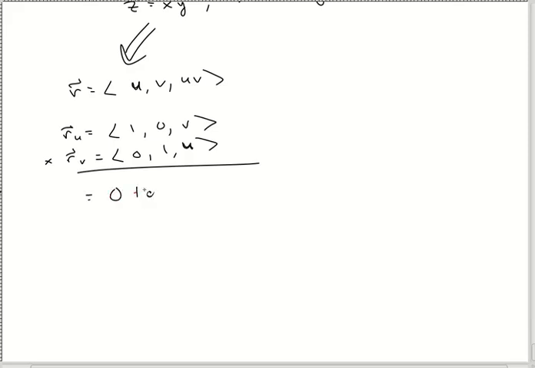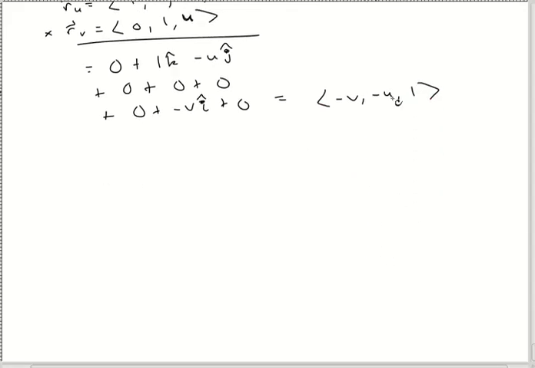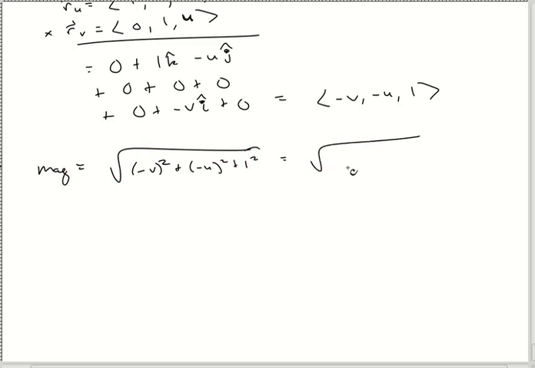Crossing them, 0, 1k, and then I got a negative uj. 0 times anything is 0. 0, I got a negative vi, and then a 0. So I got negative v, negative u, 1. Notice that we don't have just plain old numbers this time. So my magnitude is going to be negative v squared plus negative u all squared plus 1 squared. You see what happens here though? u squared plus v squared plus 1. This is kind of interesting.